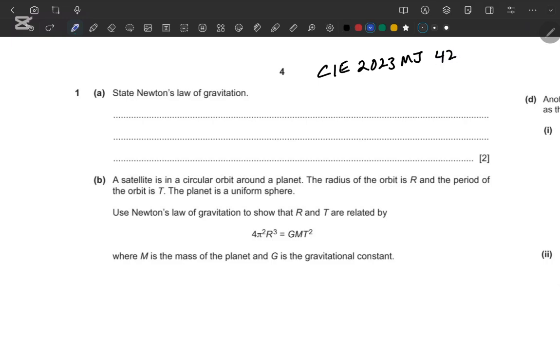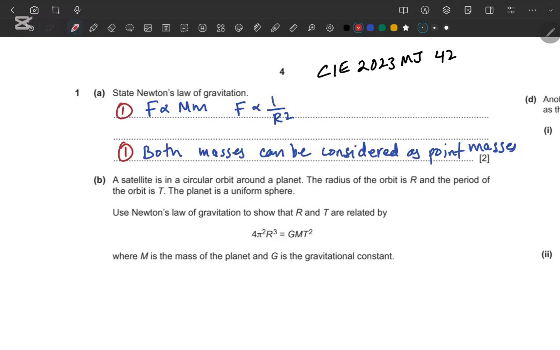So the first part of the question says, state Newton's law of gravitation. So here we have the answer, and the answer goes like this. The force is directly proportional to the product of the masses, and the force is inversely proportional to the distance squared. So that's something that we know. That's going to give you 1 point right there.